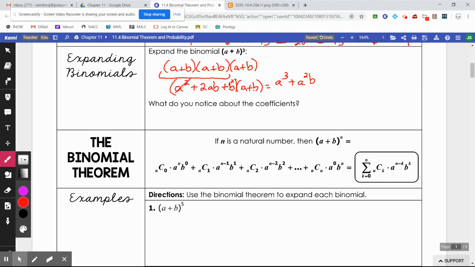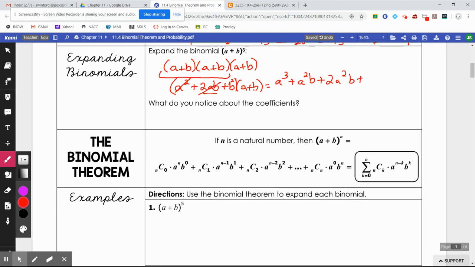Done with a to the second. 2ab times both of them: 2ab times a would be 2a to the second b. 2ab times b would be 2ab squared. And then b to the second times a would be ab to the second, and b to the second times b would be b to the third. Combine some like terms here. I get a to the third. A to the second b, those two would combine, that'd be 3a to the second b.